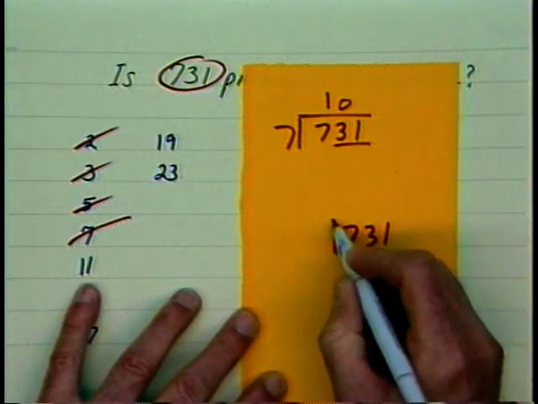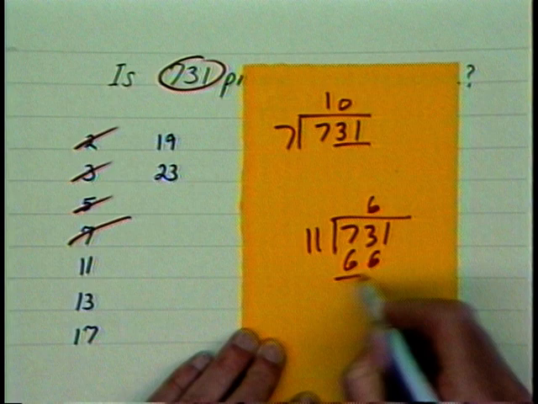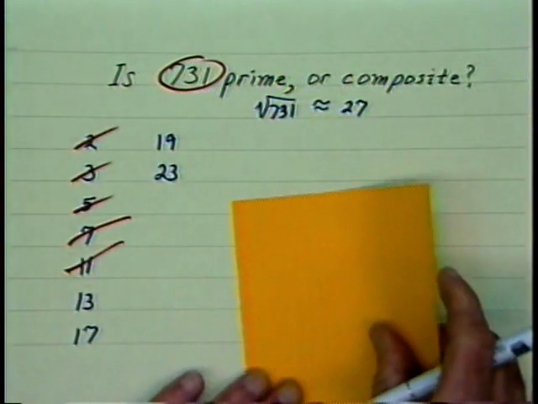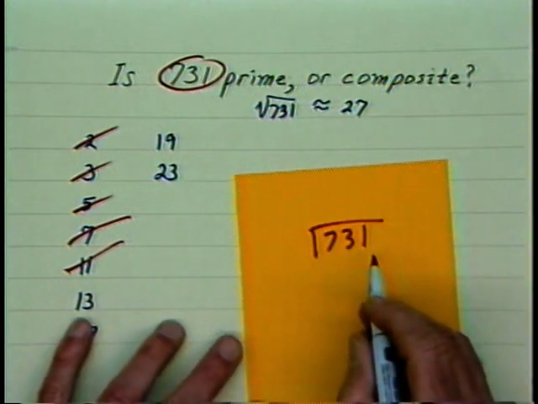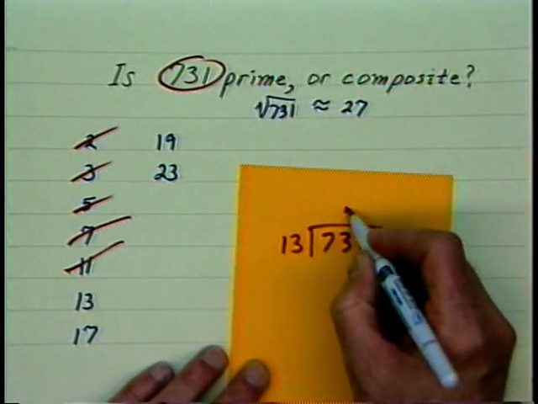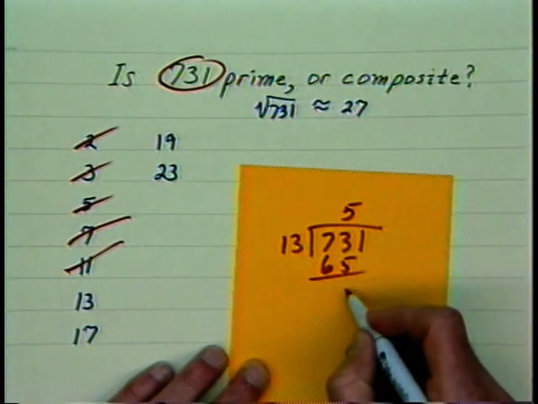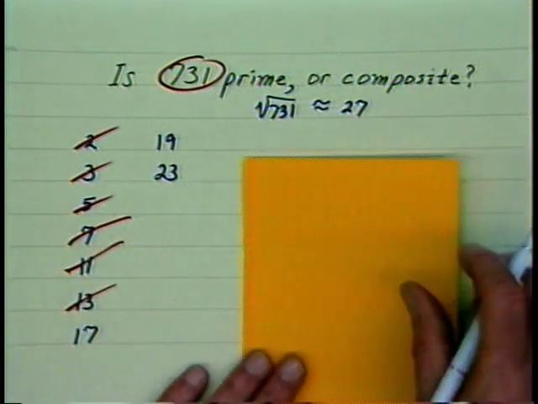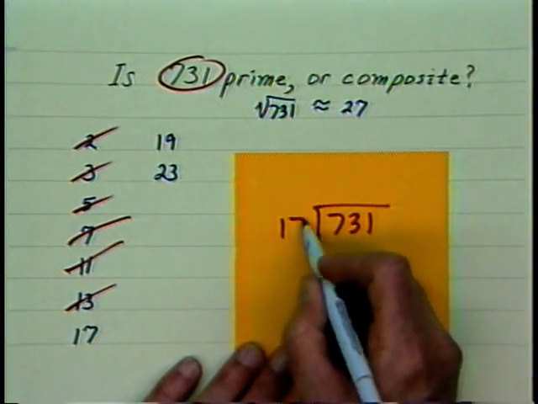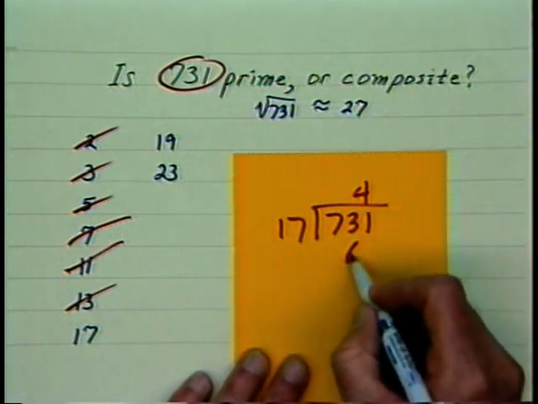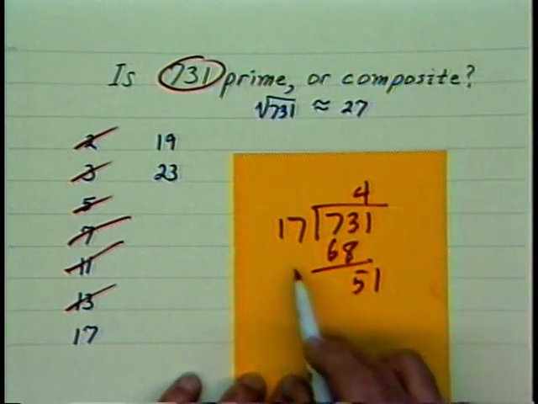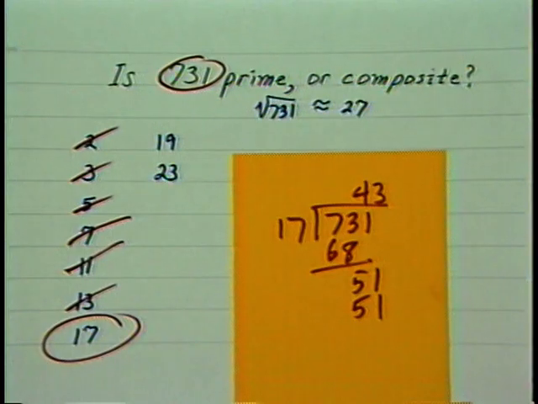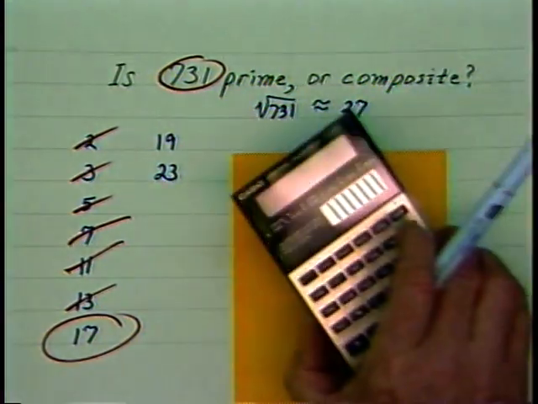Checking 11 again by hand, 11 goes into here 6. We can see that 11 does not go into 71, so that rules that out. Is it divisible by 13? Again by hand. Looks like it goes in about 5 times. Again, I can see it doesn't go into here, so 13 is ruled out. Trying the 17, looks like it goes in here about 4 times. 4 7s 28, carry the 2, 6, 51. If it goes in at all, looks like it's about 3. 3 7s 21, carry the 2, 5. Bingo, we have it.